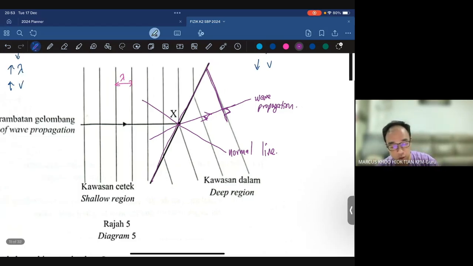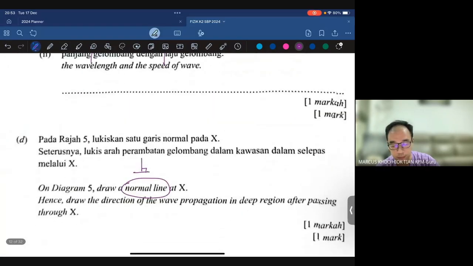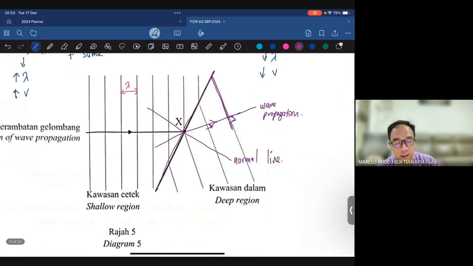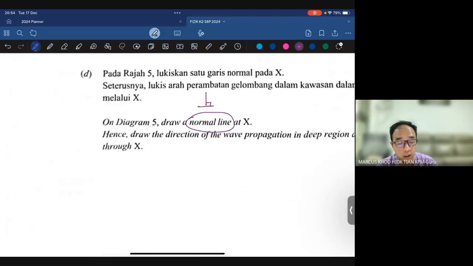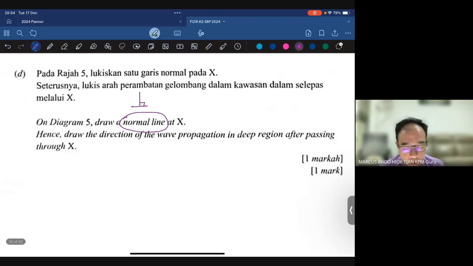But is this a 2-mark question? Hold on. Oh, it's a 1-mark question. Oh no, it's all or nothing. So you have to get both correct to get this one. That's interesting. Why would they give 1 mark for 2 things? Anyway, 1 mark for 2 things it is.